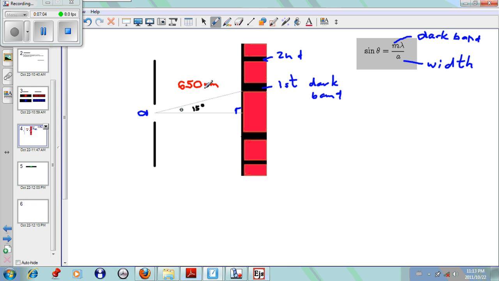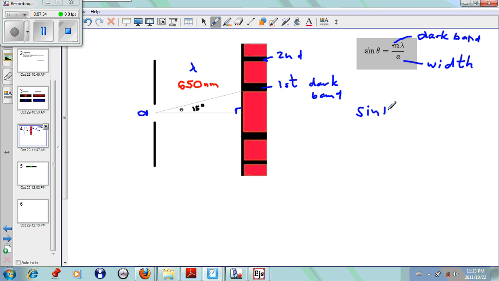So they may ask you a question in the exam, and they'll say, for example, the wavelength of the red light that falls onto the screen is 650 nanometers, and the angle of diffraction to the first dark band is 15 degrees, and they'll say calculate the width of the slit in this particular case. So then we'll use this equation, sine theta equals m lambda over A, and our angle theta is what we want to find.